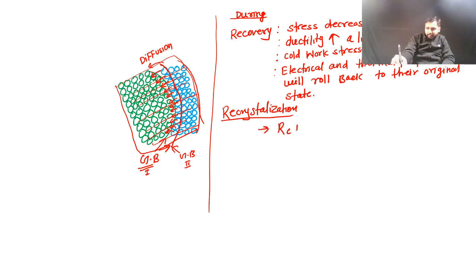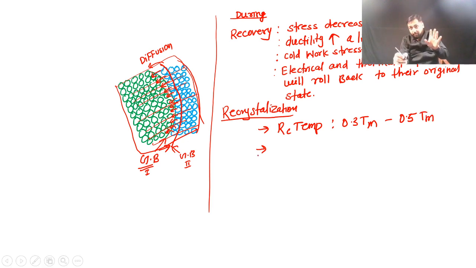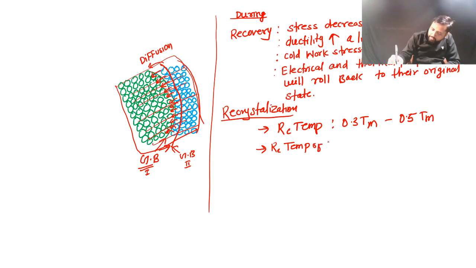Generally, as you know, recrystallization temperature varies between 0.3 of melting temperature to 0.5 of melting temperature, right? These are very, very important points for GATE. Then my dear, the recrystallization temperature of an alloy will be more than the recrystallization temperature of a pure metal.